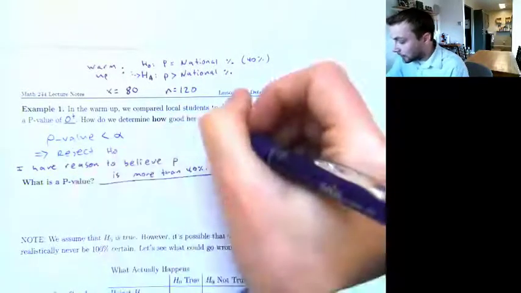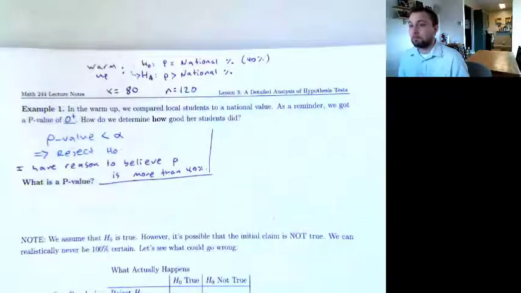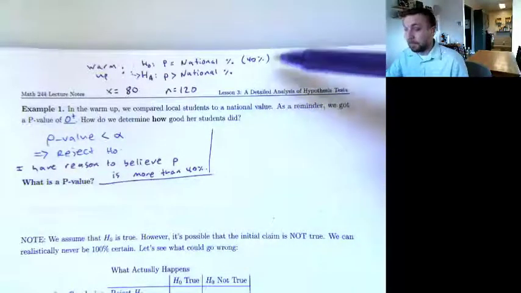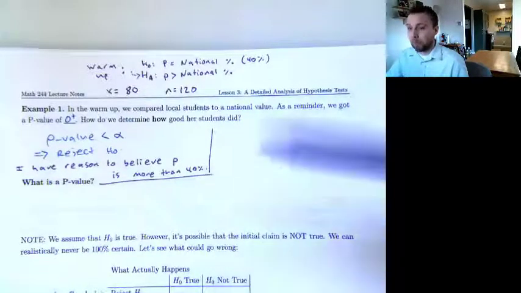In some ways, this is a really satisfying answer. I have evidence that they're better than the national percentage. In other ways, it's not so satisfying because I don't actually know how good these students did. Did they get a 41% success rate? That's better than 40. Or are they all the way up at like 90%? There are a lot of ways that I can be better than 40. This alone only tells me that they are better.